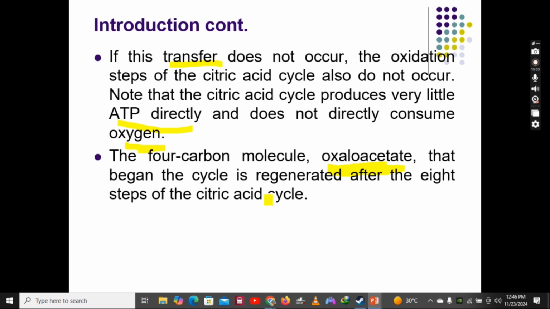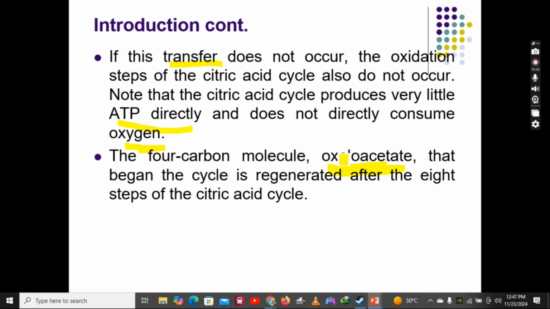So this molecule began the cycle, and it is regenerated after the 8 steps of the citric acid cycle. It starts the cycle, and at the end of the full cycle, the malate, the end product of the citric acid cycle, will eventually be converted into the same oxaloacetate. Okay, that's what it means here.